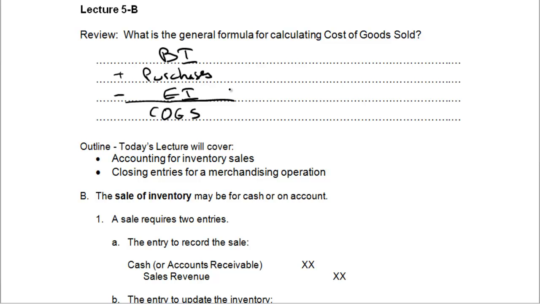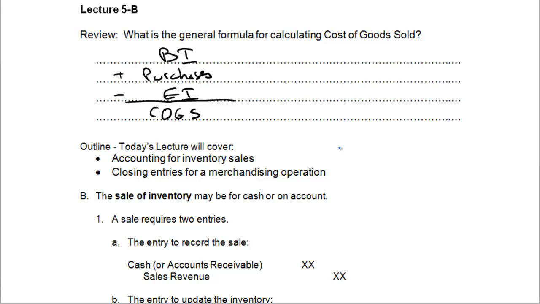Okay? So, today's lecture is going to cover accounting for inventory sales. Up until now, we've just looked at purchasing, so now this is the flip side. You've bought it, you've got it, now you got to sell it to make some money, right? And then we're going to briefly look at the adjusting entries and closing entries for merchandising operation.